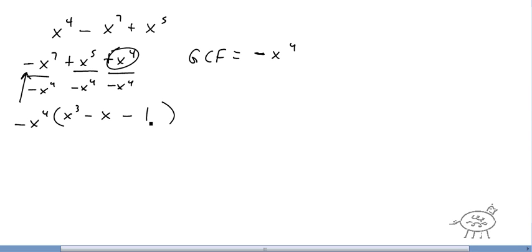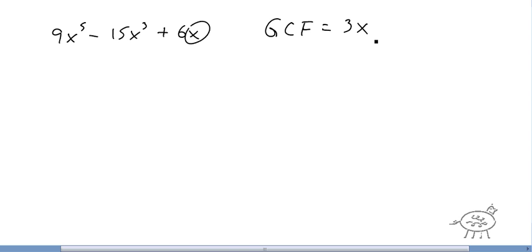So let's do a combination of both of them. Both numbers and variables. So if I said, let's see, 9x to the fifth minus 15x cubed plus 6x. So our greatest common factor is equal to, first of all, it's in descending order. Good. Our greatest common factor is, well, 3 goes into 9, 15, and 6. And x to the first power, or just x. That's our greatest common factor.